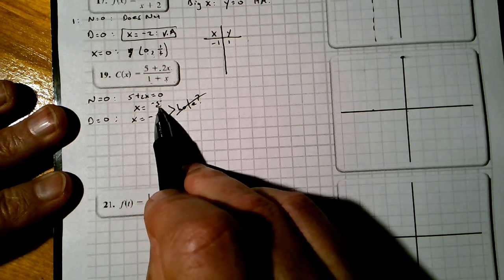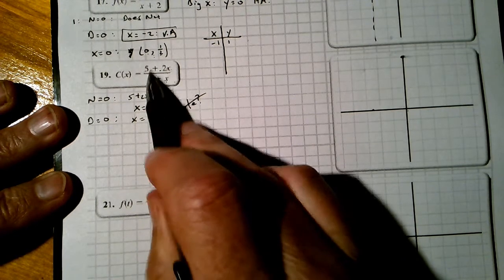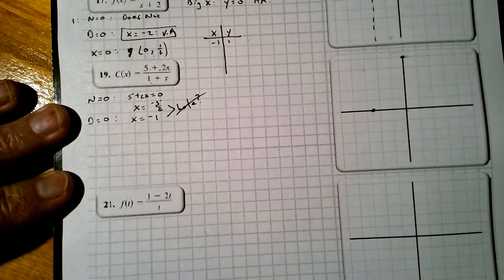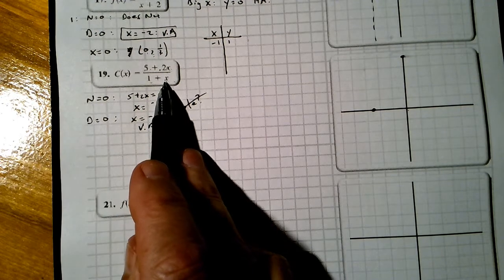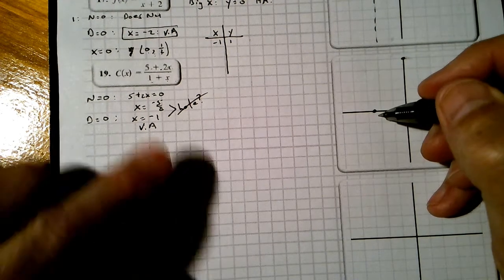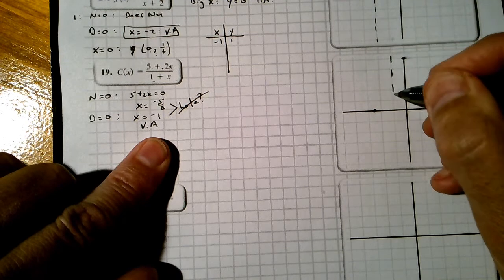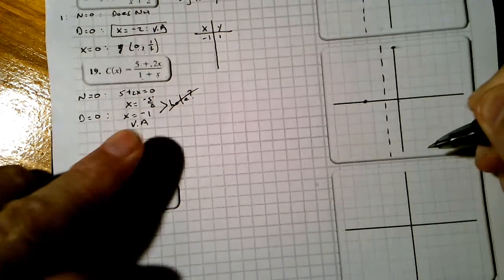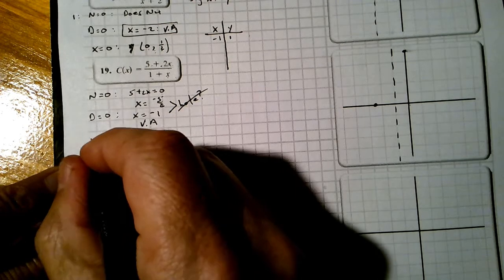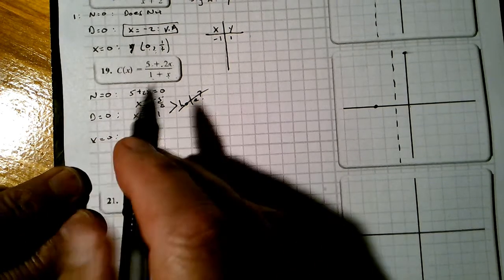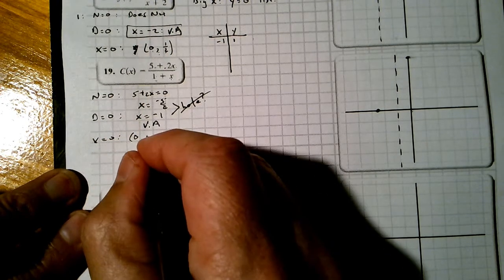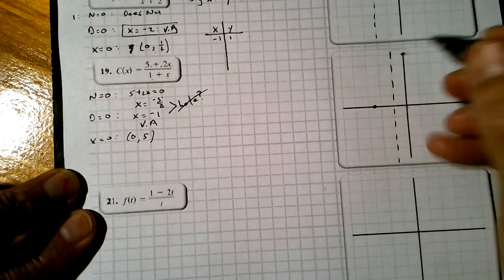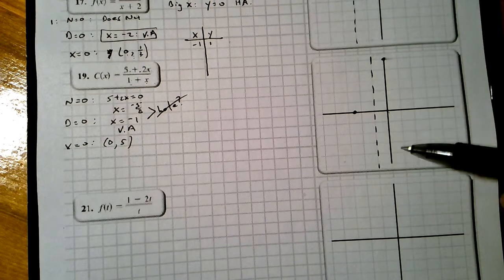I have a point, -5/2 turns this fraction into 0, gives me that ordered pair, and this is a vertical asymptote because the denominator cannot be 0. So a vertical asymptote at -1. When x equals 0, I get 5 over 1, which is 5. And that's the point we talked about earlier. All right, I've got two guidance points for me. I've got a vertical asymptote.